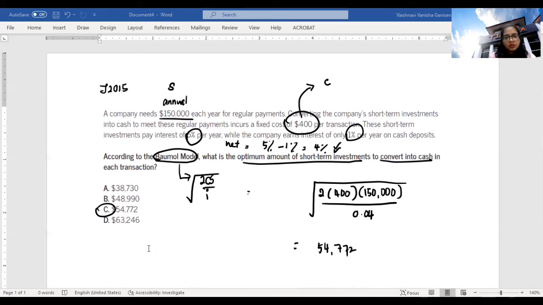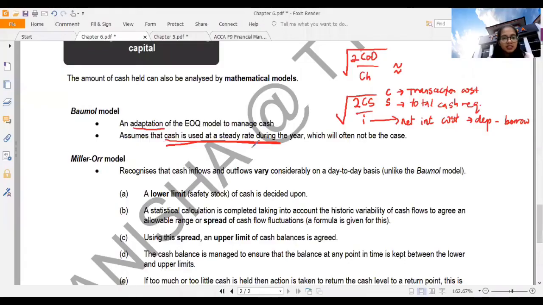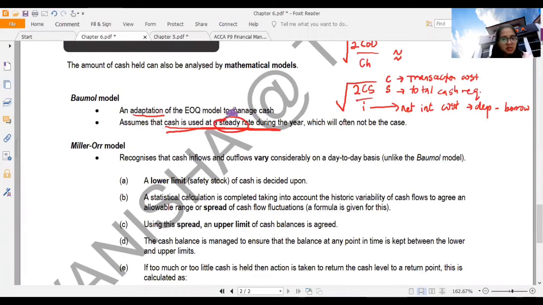So when you talk about the Baumol model, similar to the EOQ model, there are certain limitations. So what is the limitation of your Baumol model? Number one, it assumes that cash is used on a constant basis. Then you assume that cash is used at a steady rate during the year. The reality is that cash outflows normally will occur at different times with different due dates. So you cannot assume that it's actually a constant disbursement rate, right? So that is an unrealistic assumption.